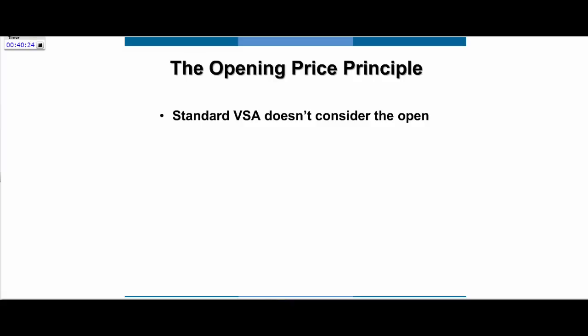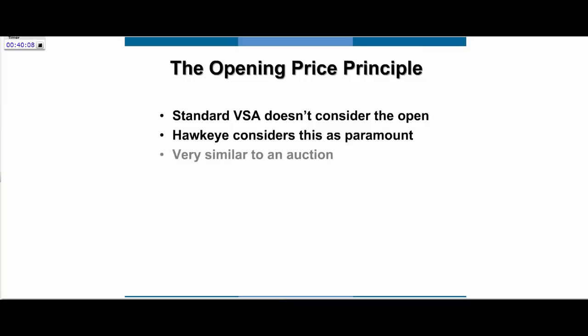And I thought, yeah, that's really missing out of volume spread analysis. So I started to work on understanding what the spread is. And Hawkeye considers this as absolutely paramount. Why? Because it's similar to an auction. What happens when you go to an auction?